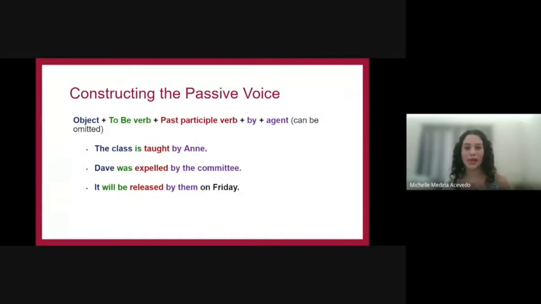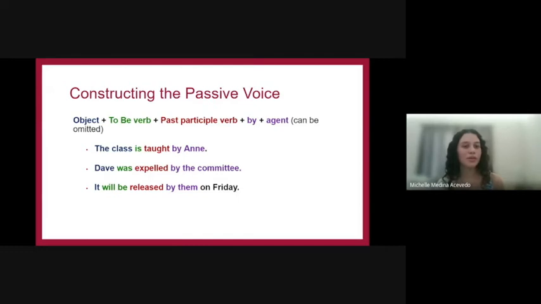So let's see some examples of what passive voice looks like. The first one, the class is taught by Anne. So the class is the object, and that is what is being taught. And then by Anne is the agent. Dave was expelled by the committee. So Dave is the object, was expelled. So that is the action being performed on David or Dave. And then by the committee, who is doing the action.